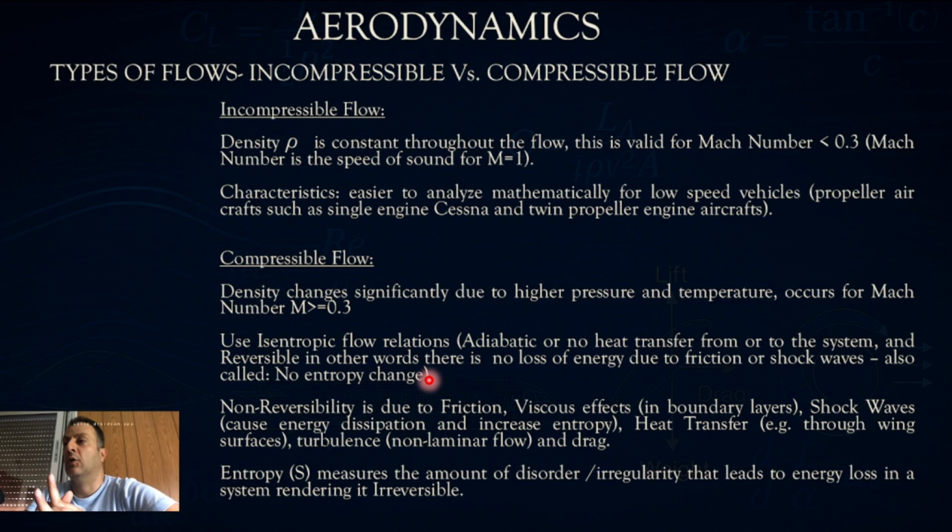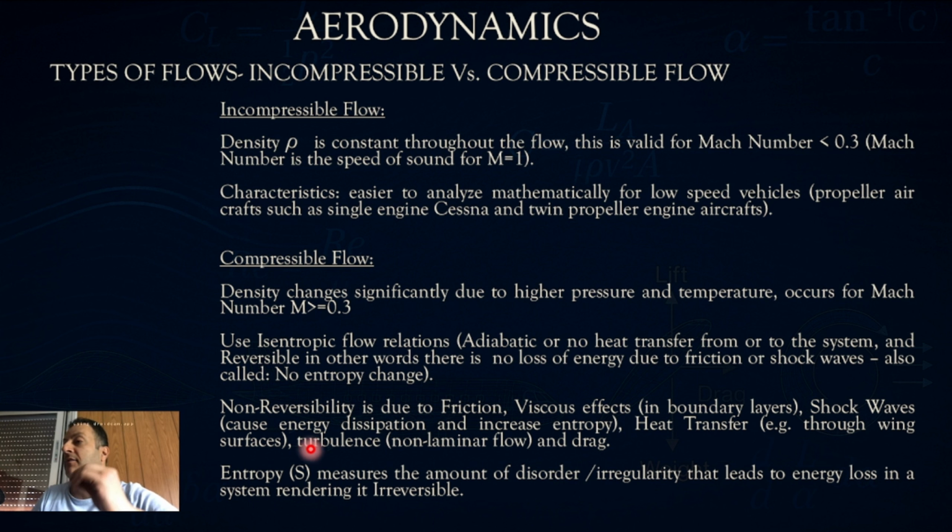What does entropy mean? It means that there is turbulence, there's loss of energy, and there's heat transfer. So there are irregularities within the flow. Non-reversibility is due to friction, viscous effects, which is related to the viscosity of the air or the fluid, whatever it is, and boundary layers, meaning the layers that are close to the wing surface. Shock waves, which cause energy dissipation and increase entropy. Here we go with entropy again. Heat transfer, meaning that the heat is being transferred through the wing, for example, to the outside or vice versa.